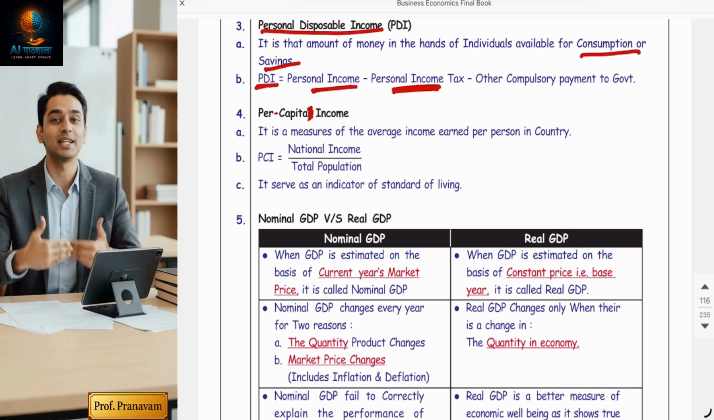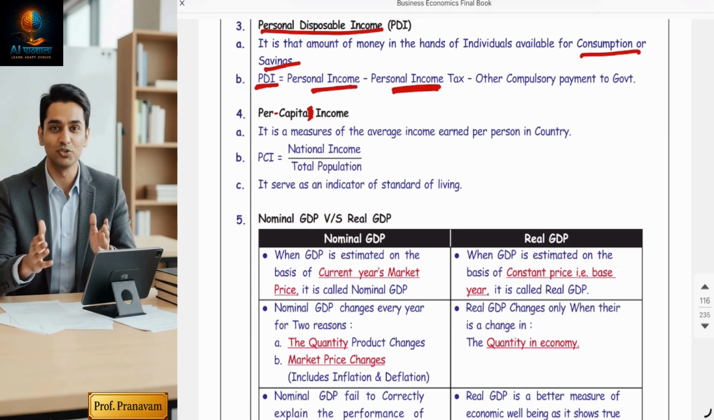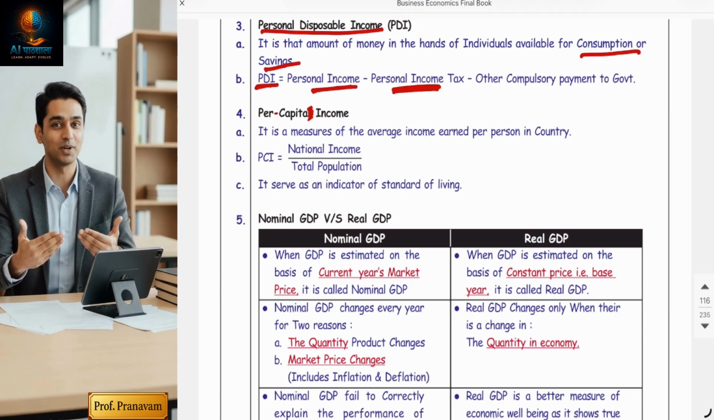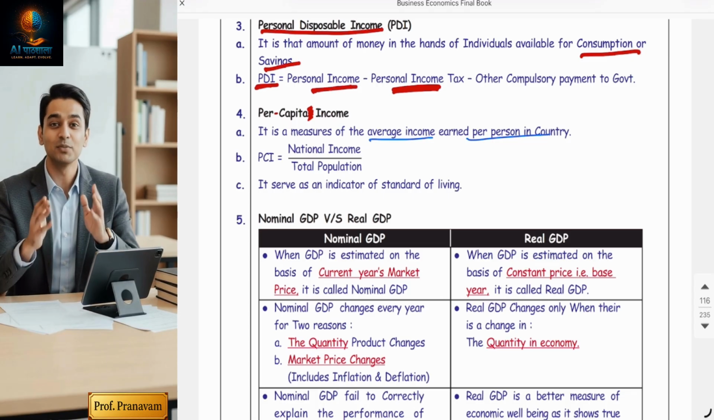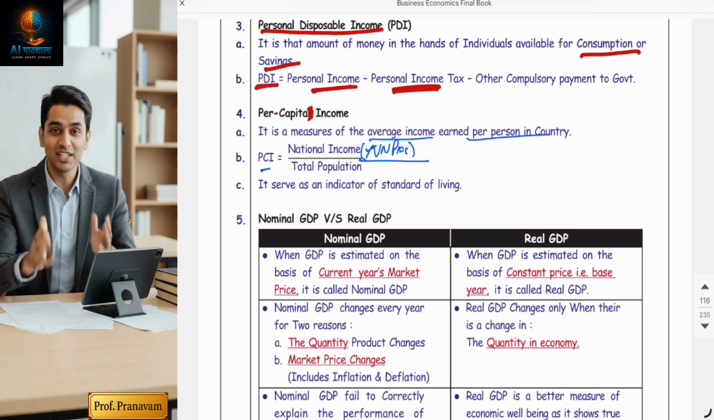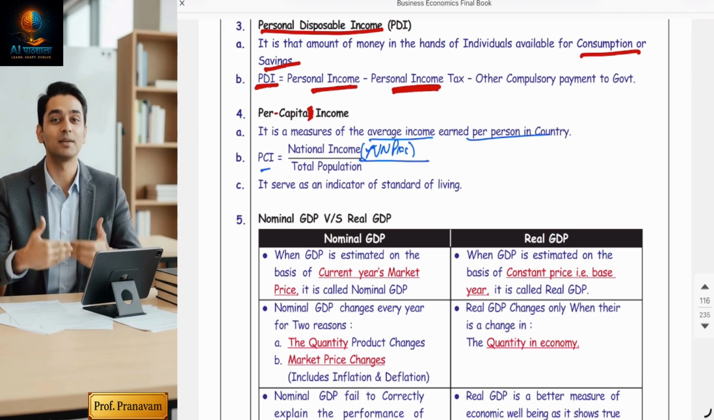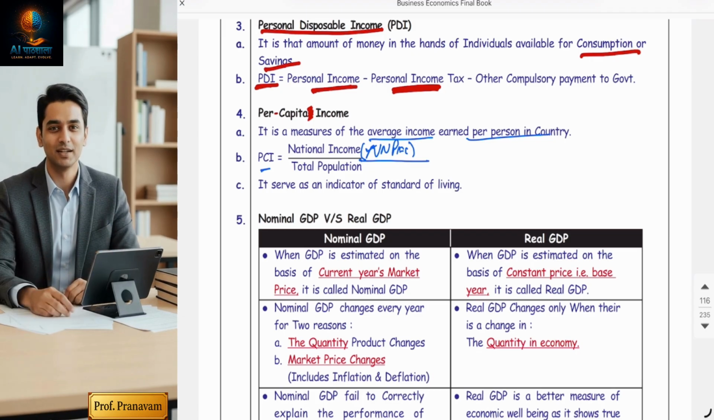Next is per capita income. Per capita income means it is an income earned by a person in the country during a year on average basis. So it is a measure of average income earned by a person in the country. Now how to calculate this? Friend, it's very simple. PCI is equal to total national income, I can say NNP at factor cost, divided by total population. Because national income is what? National income is a sum of all the income earned by the 140 crore population. Now I want to know how much one person has earned in the country on average basis. So just national income divided by total population.